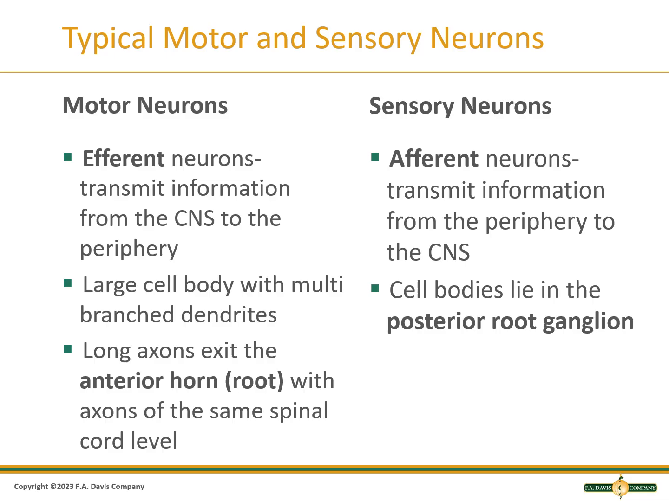Our sensory neurons, on the other hand, are afferent neurons that transmit information from the periphery to the central nervous system. Their cell bodies lie in the posterior root ganglion and are often more centrally located along the neuron.